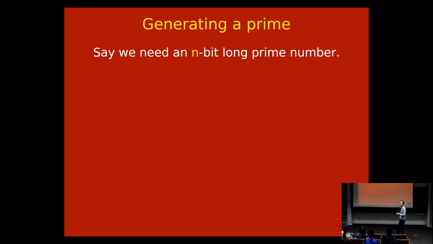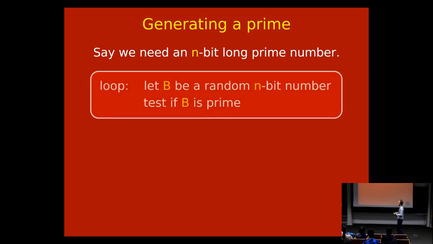So if we have a candidate number in mind, we can efficiently check if it is a prime number. But maybe you'll check a number, and it wasn't prime. And then you check another number, and it wasn't prime. This looks like a very silly algorithm to try. Just pick a random number, test if it's prime, and repeat. But it does work, and it does work efficiently.